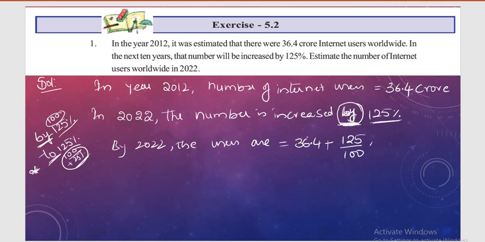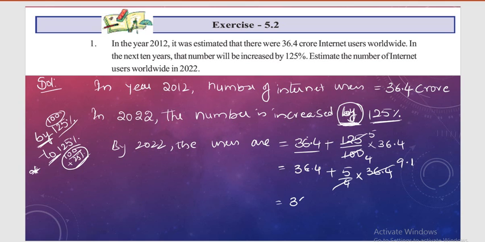For this 36.4 crores, 125% is being added. So 125% of 36.4 crores. Here we are having 125 by 100, right? So 36.4 plus 125 by 100. In the 25 table it goes 4 times, and 125 goes 5 times. So I can write it as 5 by 4 into 36.4. Again in the 4 table, 9 fours are 36, and 1 is 4.